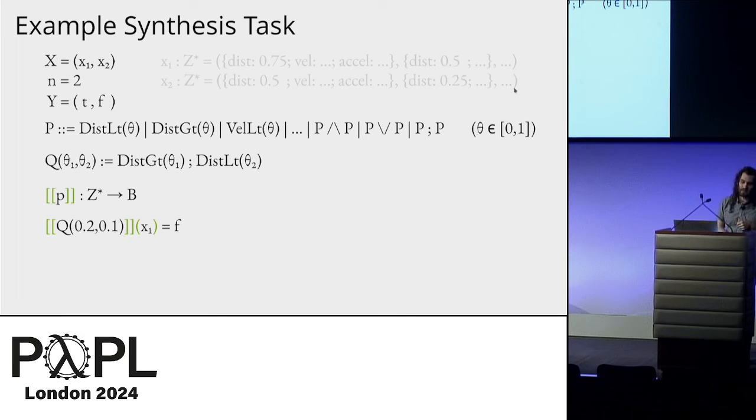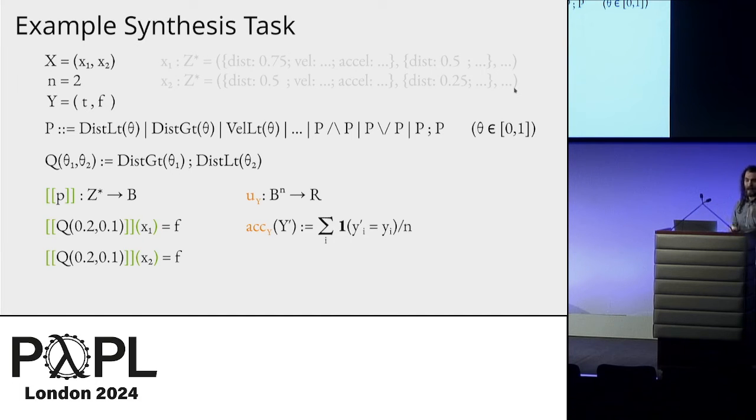For instance, maybe if we have the parameters 0.2, 0.1, the semantics on x1 are false, and maybe on x2 it's also false. So now we have our predictions. And now we have our objective function we're trying to maximize, and that's a function of the predictions, which is sort of Boolean to the n, and it maps those to a real number.